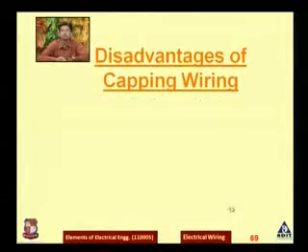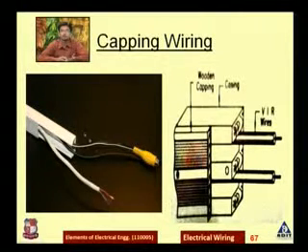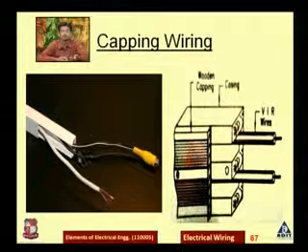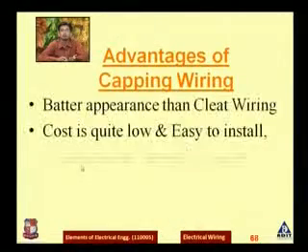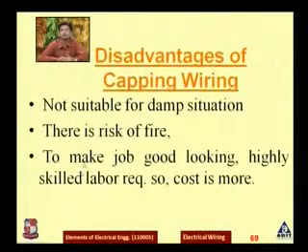Why? Let us again see the capping wiring. This one is the capping wiring, where this is the capping. Can it be used on a rough surface? No, it cannot be used. If you want to use a capping wiring system, then your surface needs to be plane. If you are using it on a wall or some rough surface, then this capping wiring system cannot be used. So this is the major disadvantage of the capping wiring system, and moreover the cost is also very high in the capping wiring system.